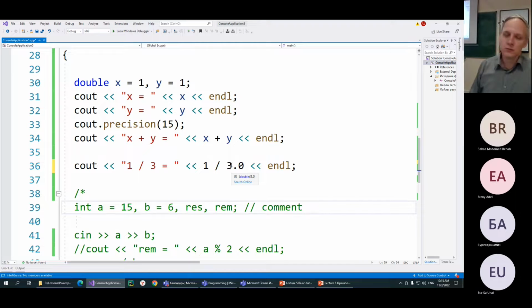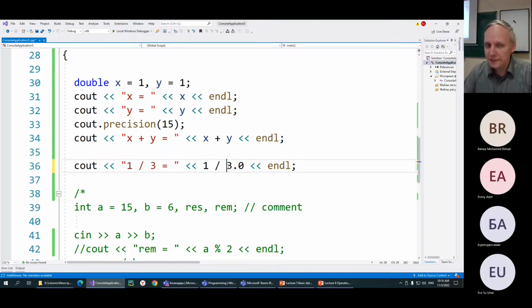All the constants written with a fractional part are considered as double constants. And if at least one argument of this operation is double, then the result of this operation will be double too. So 1 as an integer over 3 as a double, the result will be double.